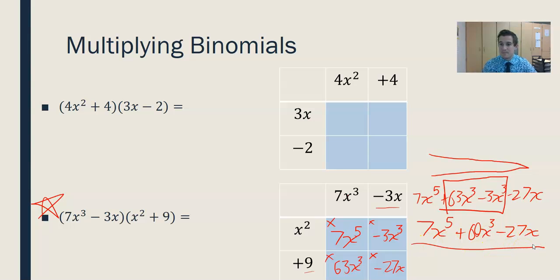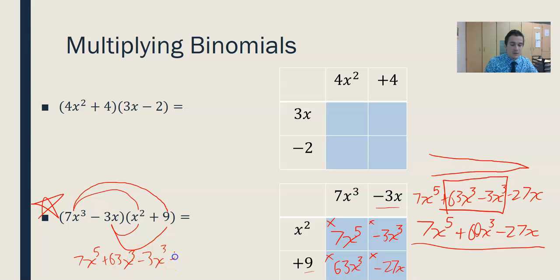That's my answer. If you are using the rainbow method, notice 7x to the third times x squared, 7x to the third times 9, negative 3x times x squared, negative 3x times 9. You get all the same elements: 7x to the fifth plus 63x to the third minus 3x to the third minus 27x. The exact same thing as I got over here. Okay, so that's multiplying binomials.